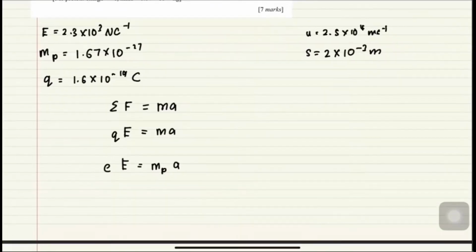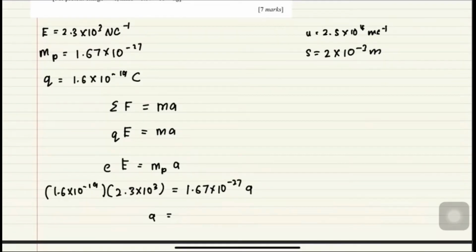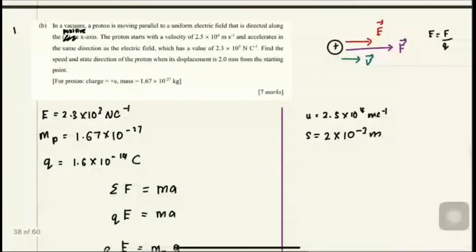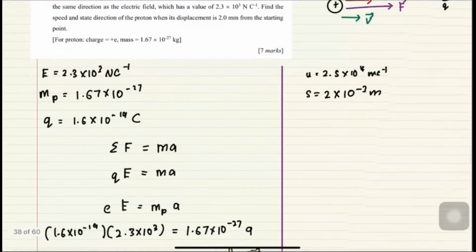Elementary charge is 1.6 times 10 negative 19, 2.3 times 10 to the power of 3 for electric field, 1.67 times 10 negative 27, A. If you calculate, you get A is equal to 2.204. Okay. That is for the first part. Okay, we haven't finished answering the question. The question actually wanting to find the speed and direction.